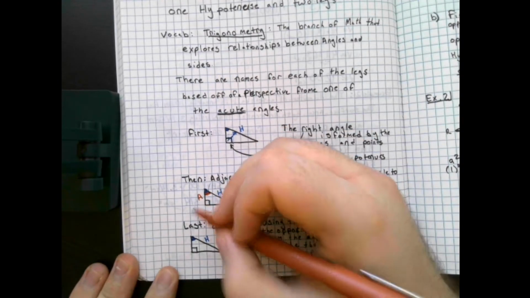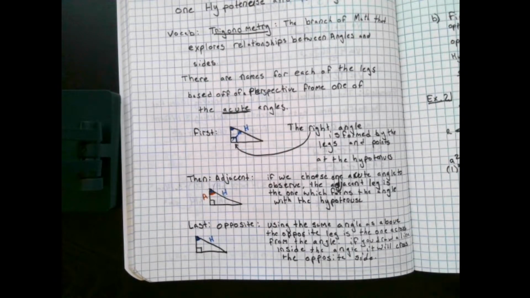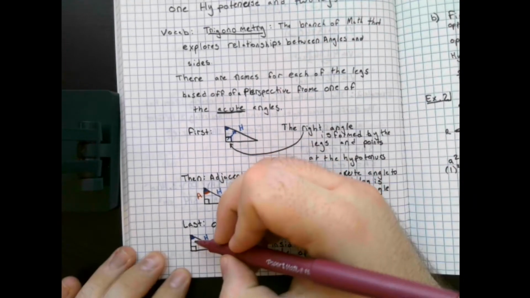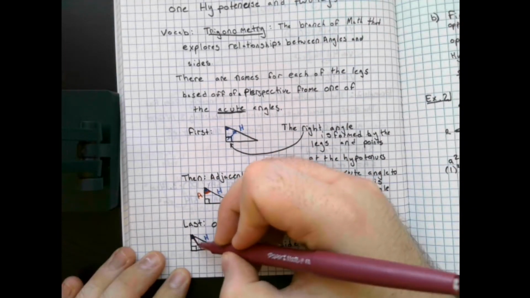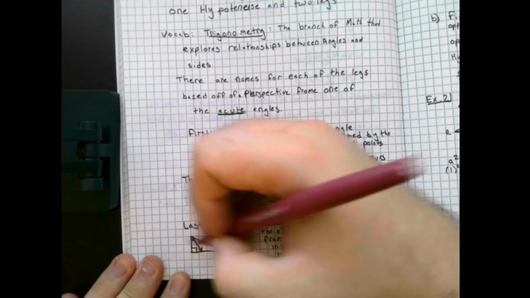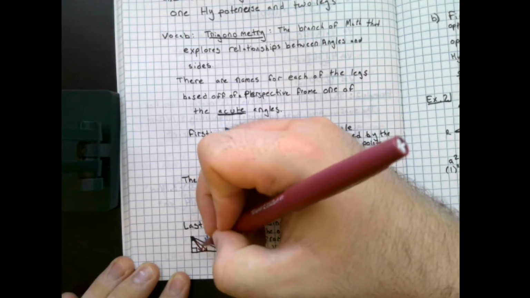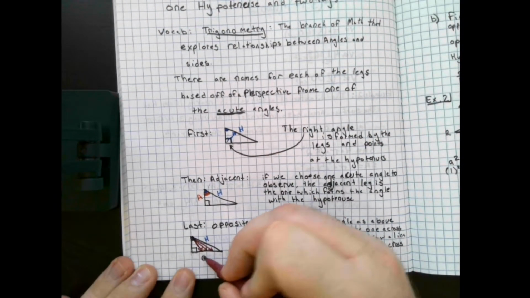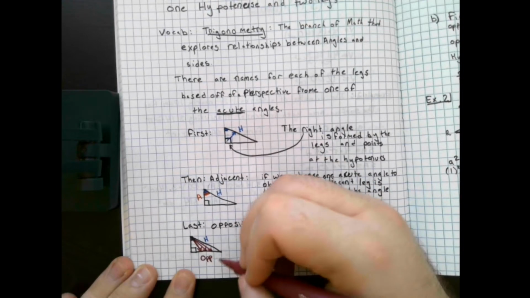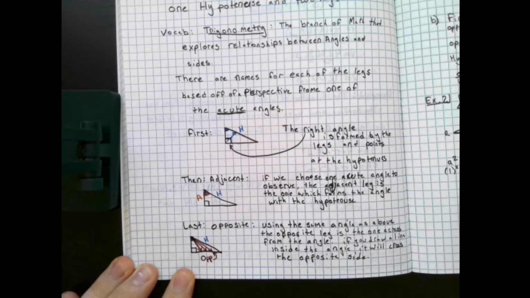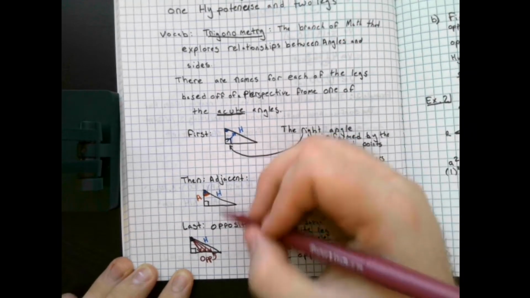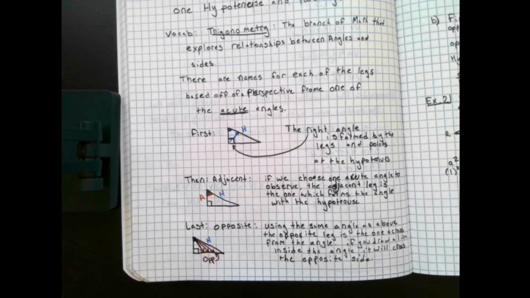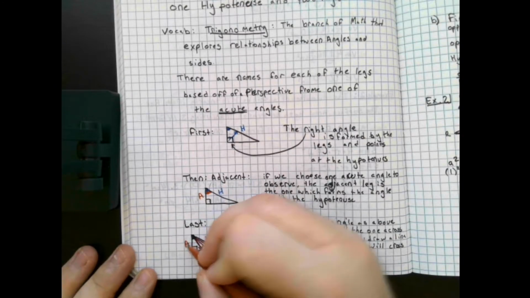So we have our hypotenuse, we have our adjacent, and then lastly, using the same angle that we used to find the adjacent, if we go across from it, and one of the ways you can find this is if you draw any line through the angle marking, it will always point at the opposite side. Okay, so that means this side is our opposite. So we have our hypotenuse, our adjacent, and our opposite. And now we have all 3 sides labeled.